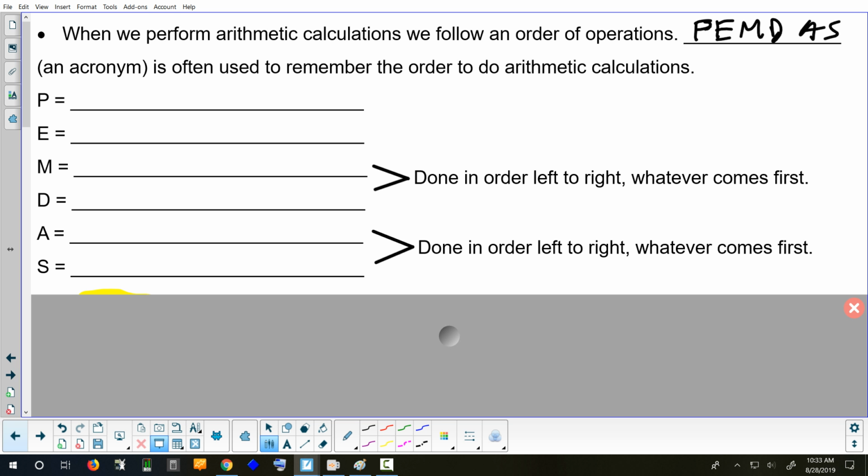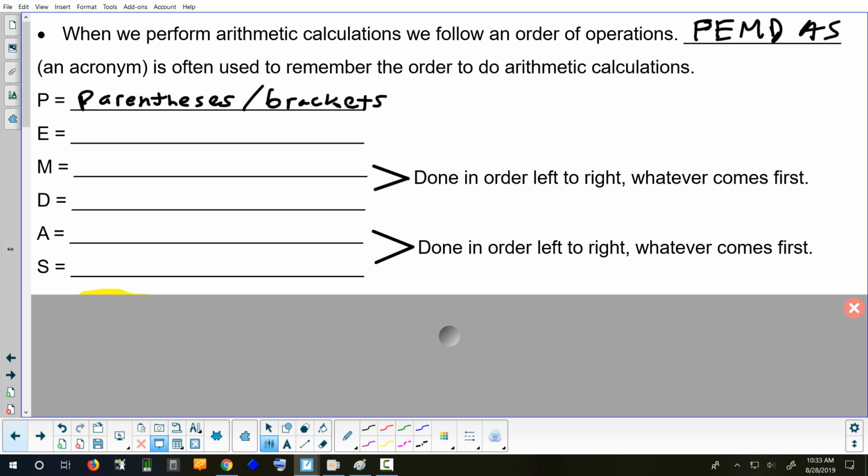And when we get to the M and the D and the A and the S, I'll explain what those two mean. All right, so what does P stand for? Parentheses or brackets. Parentheses, brackets, means the same thing. Basically, those are both examples of a grouping symbol, something that wraps around stuff.